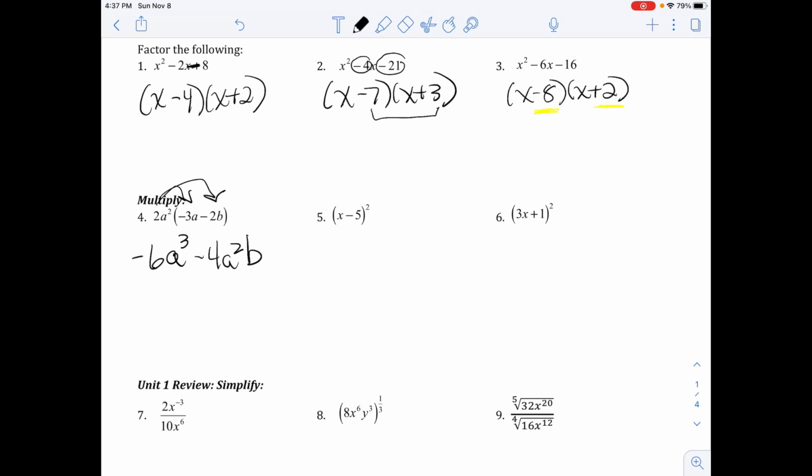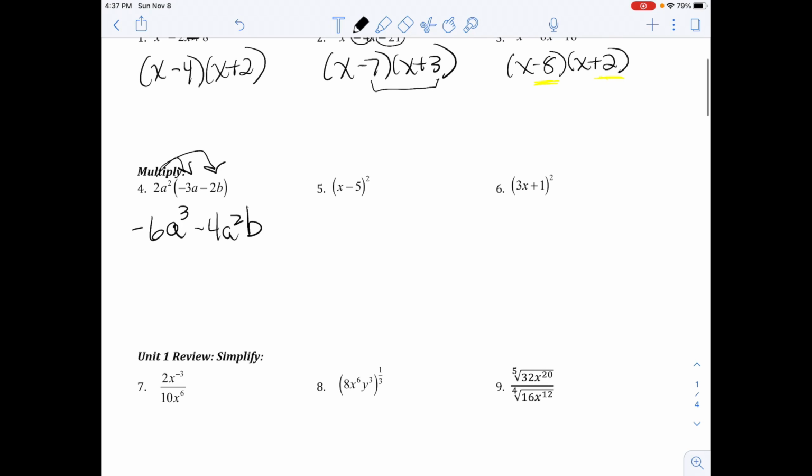For number 5 and number 6, you're squaring a binomial, and when you square a binomial, you multiply it by itself, or you write it twice. So that 2 means that you write it twice, and then you do FOIL or binomial distribution, double distributing. So however your Algebra 1 teacher taught you.